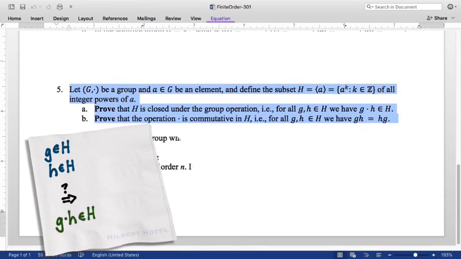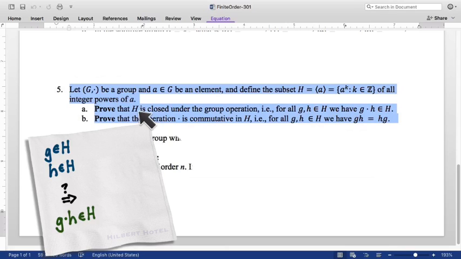So at the end of class, I invited you with your small groups to start drafting up a proof for these two parts of question number 5. And question number 5 asks that if I have a group G and an element in that group A, and I define a subset of elements of G in this way, so it's the set of all integer powers of A, which next chapter we're going to start calling the cyclic subgroup generated by A. So if I define this subset of elements, what I'd like to know ultimately is, is that subset in fact a subgroup of G?